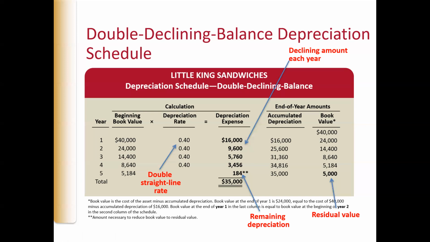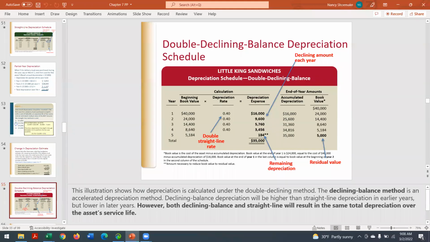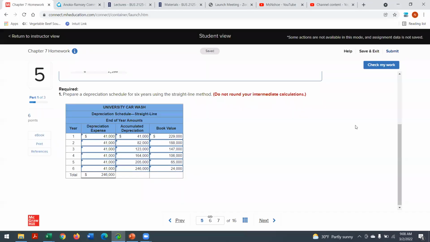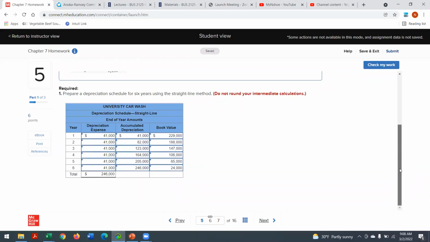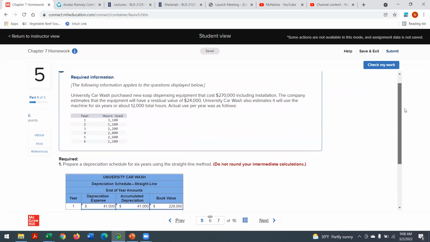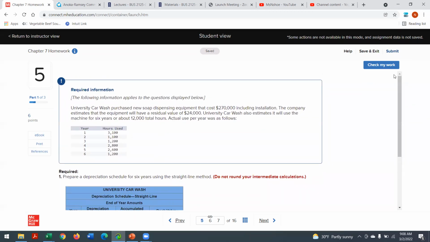So in this scenario, remember, it's totally different from straight line. Don't think it is, don't try to make it like that. You take the book value times the double rate. So let's look at this problem here and we'll do it together. This was number 5, doing the depreciation this way.